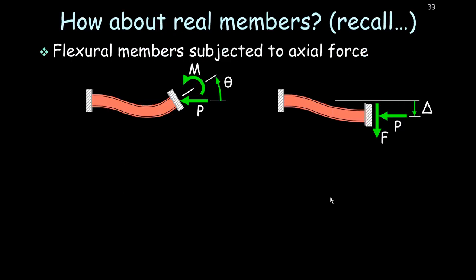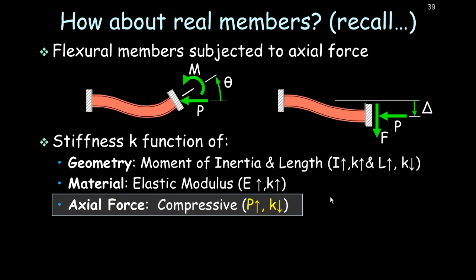All right, so let's go back to real members and not backpacks and guitar strings. Let's have a look at flexural members. On the left is one scenario I've been showing you, bending of a member subject to axial force. On the right, we're putting on a shear force and getting bending. As we were saying last lecture, in both cases the stiffness of these members was a function of the geometry, which included the moment of inertia and the length of the member. Increase the moment of inertia, you're going to increase the stiffness of the member. Increase its length, you're going to decrease its stiffness. We also looked at the material: what's representing the material stiffness of that member? It's its elastic modulus. If you increase the E value, you increase the bending stiffness of the member.